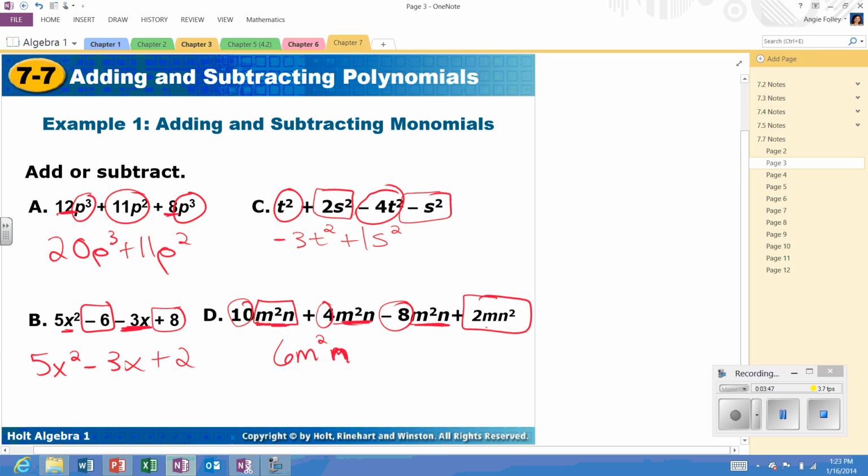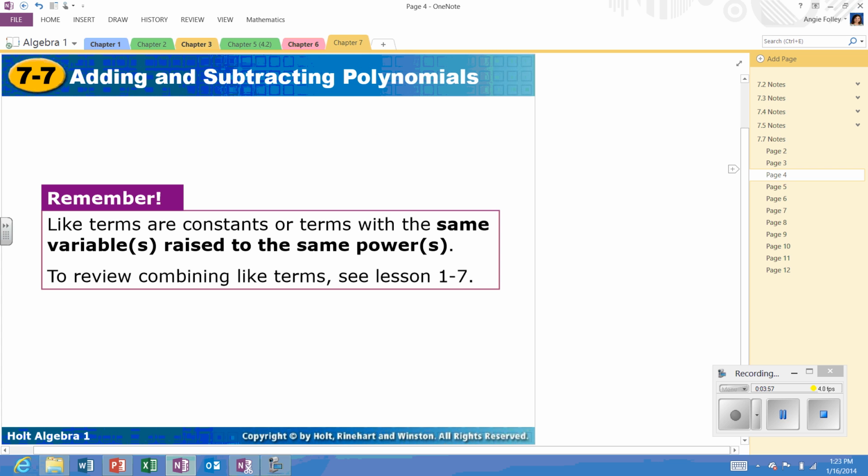And then there are no other m times n squareds. That's a different term. You've got to be careful because the squared is on the n, not on the m. So you've really got to be careful about that. So just remember, like terms are constants or terms with the same variable raised to the same power. If you forget this, go back and look at chapter 1, section 7.